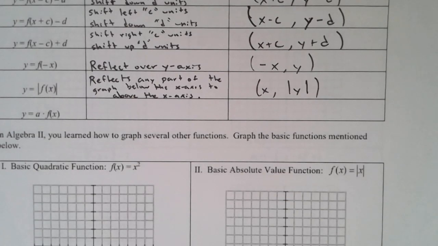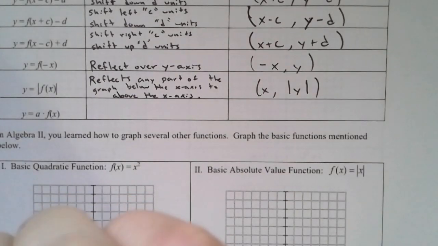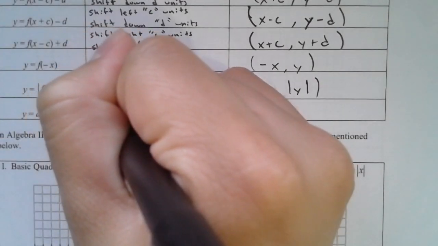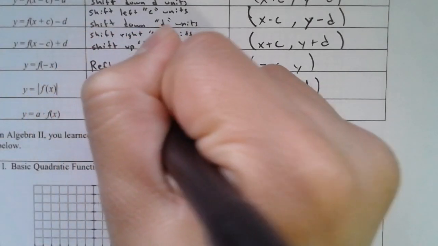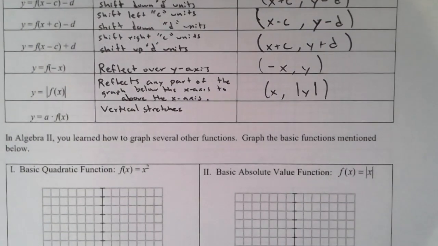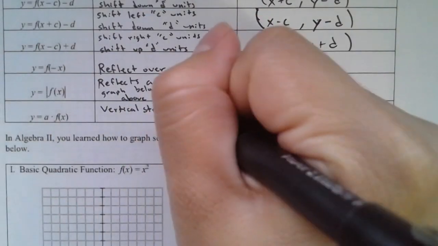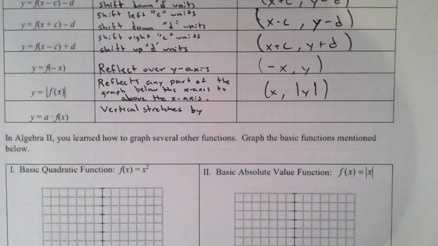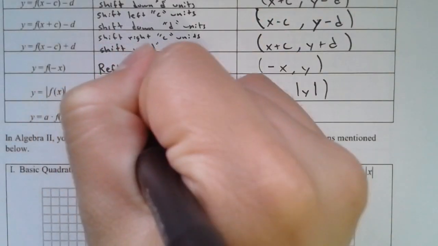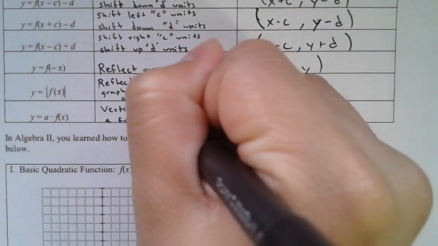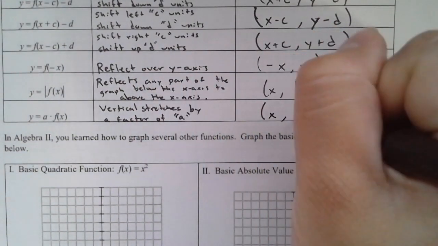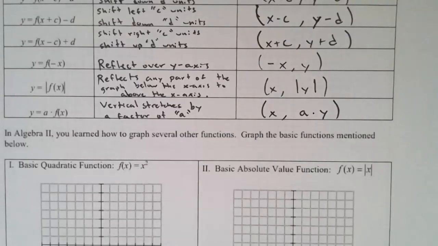Finally, the last one, when you have a times f of x, you're going to have vertical stretches. And I apologize, I thought we get to horizontal manipulations in this one, but we don't yet. But we will. Vertical stretches by a factor of a. Okay, so you have x, comma, and then a times y. That's how much bigger it's going to get.